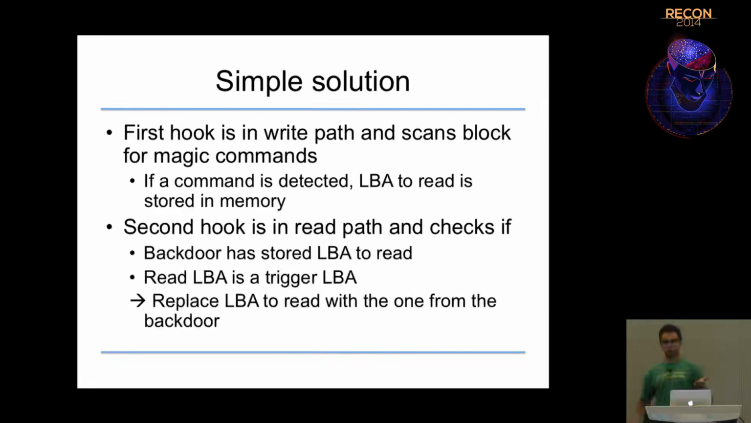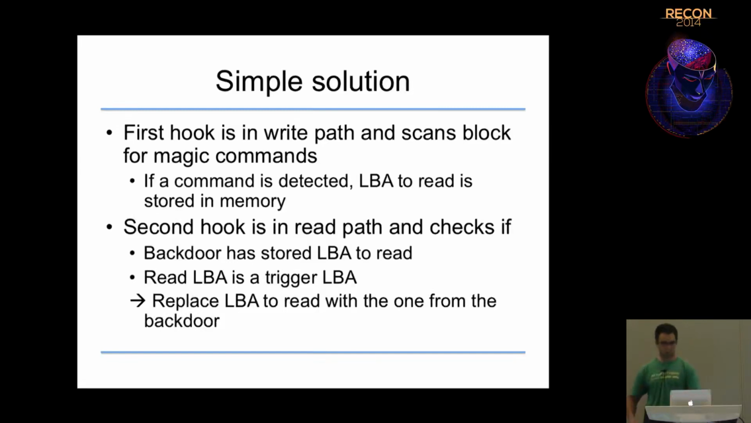So I'm just hooking in the write path, and I scan for magic commands inside the data that's coming in. If such a command is detected, then the LBA that you instruct to read in this command is stored in memory. And the second hook in the read path just checks if the block that you're reading is at the logical block where you wrote before. And if so, it replaces the block address of the block you want to load with the one from the backdoor, and then returns you this block.